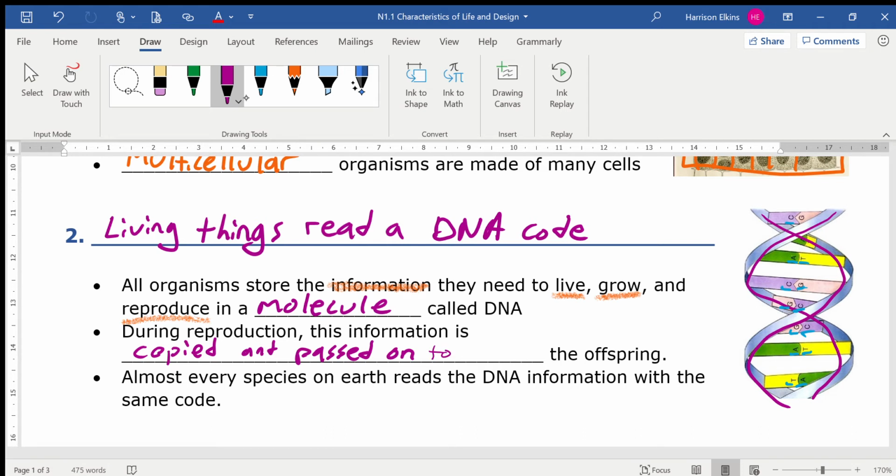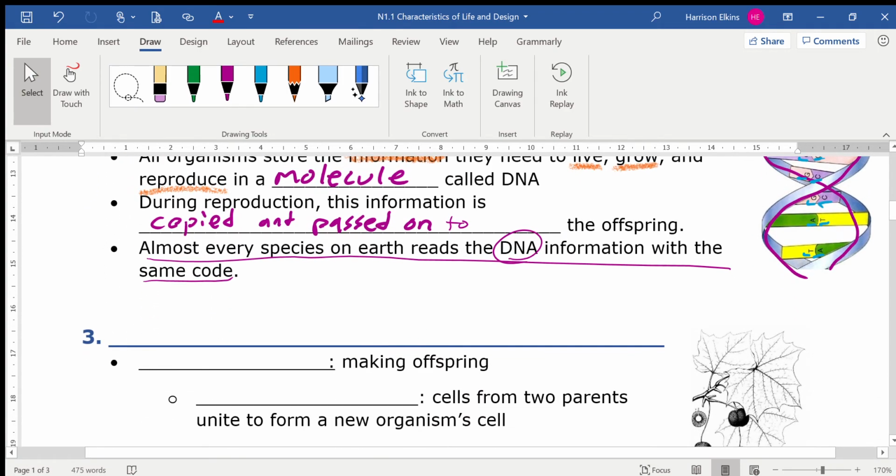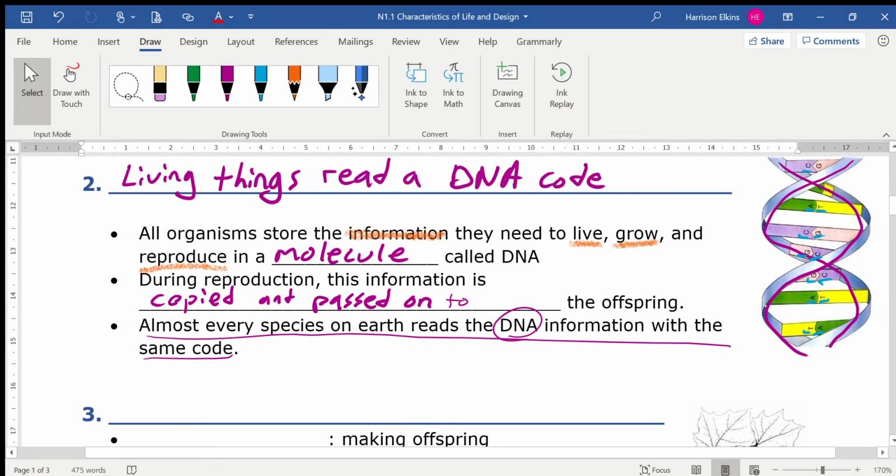Here's the amazing thing: almost every species on Earth reads DNA information with the same code. So every single organism has DNA, and that DNA has basically a language within it that your cells read, and that language is the same. It's not like humans, where we speak English and Korean and French and German, and we've got all these different languages. But for living things, the molecules read themselves in the same language. And you'll learn more about that later. But all you need to know now is if we were to discover something on Mars, it would need to have DNA if we wanted to consider it to be alive.